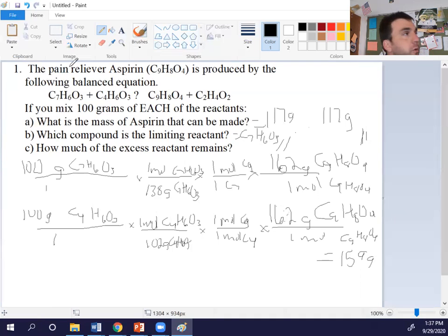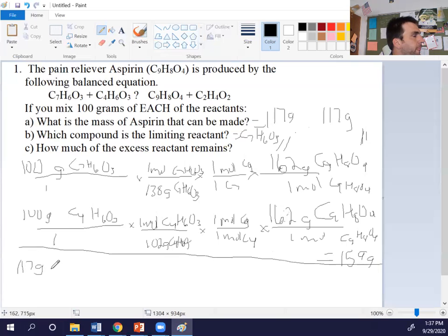So on C, you need to start with how much can be made. So I need 117 grams of C9H8O4. I'm doing a stoichiometry problem, going mass to mass. So I'm going from my aspirin back to my excess reactant. Which one's left over? The C4 is left over, okay? So it gave me the bigger number.